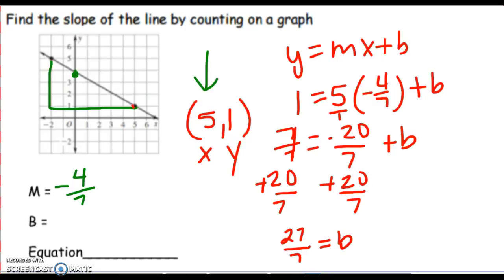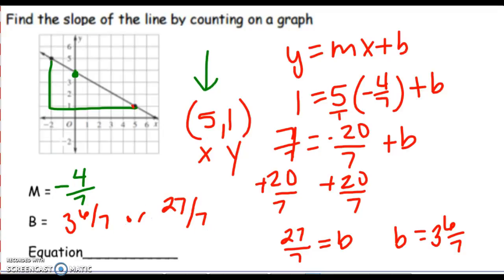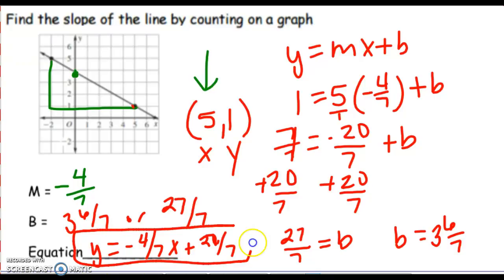And you can go ahead and leave it as a fraction, or you can turn it to a mixed number, which we know would be 3, because my 7 goes into 27 3 times, which is 21, and 6 left over, 3 6/7. So my new equation, that's 3 6/7, or 27 over 7. My new equation is y equals negative 4/7 x plus, I'm going to go ahead and put 27 over 7. And that becomes my equation.